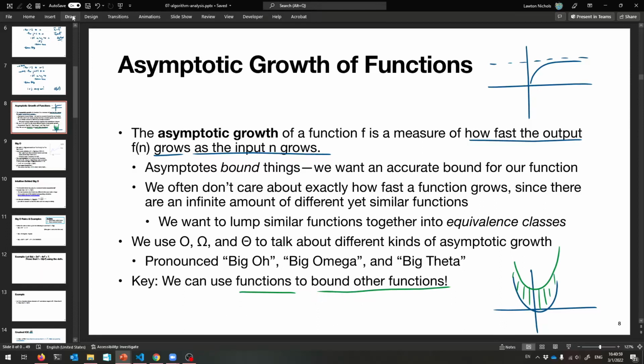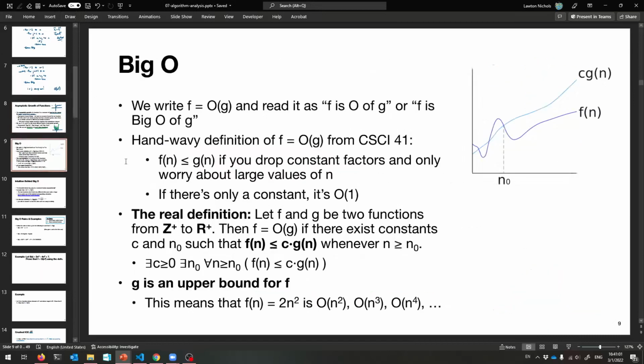All right? And so next time we're going to get into big O, big omega, and big theta and talk about what this all really means. So I will see you in the next lecture.